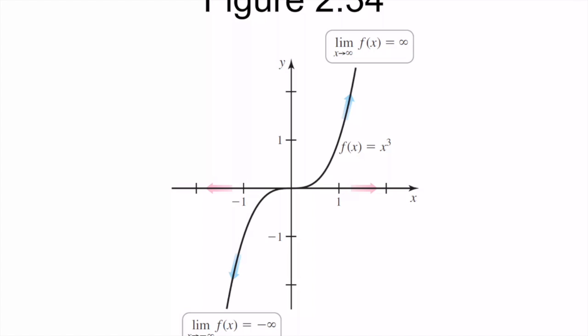This graph shows the end behavior of an odd degree polynomial. As x approaches infinity, the graph goes uphill. We write down the expressions shown here. As x approaches negative infinity, the graph goes downhill. Write the expressions shown here.